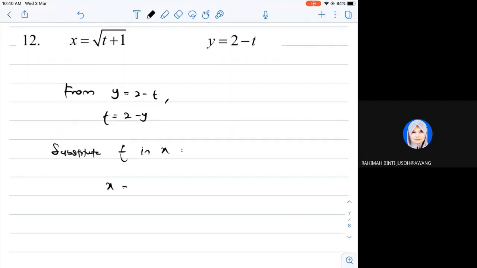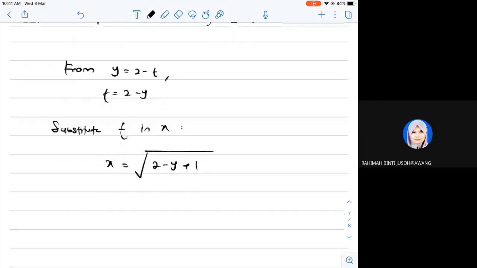We will have x equals to square root of t is 2 minus y plus 1. Okay, so we will have x equals to 2 minus y plus 1. So 3 minus y, square root of.